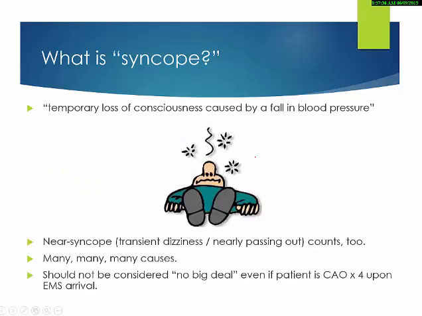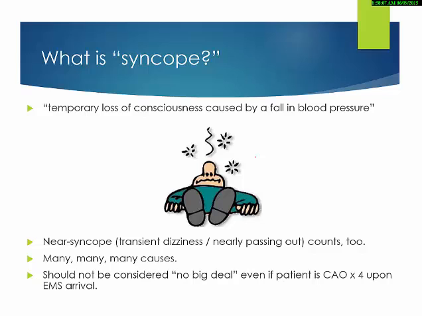What is syncope? This is generally defined as a temporary loss of consciousness caused by a fall in blood pressure. So when we get into discussions of syncope, we're also going to count near syncope, which would be your transient dizziness or nearly passing out. Those are important as well, because a lot of times you'll get a call for a syncope and you get there and it hasn't really been a syncope. The person didn't really pass out, they were just dizzy, and people sometimes discount that as not as big of a problem, and it shouldn't be blown off like that.